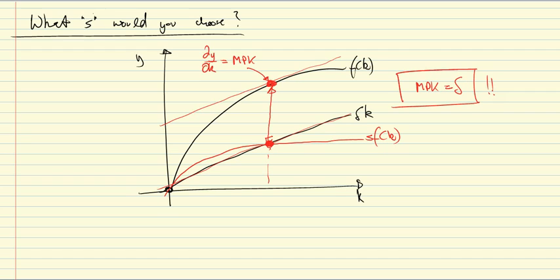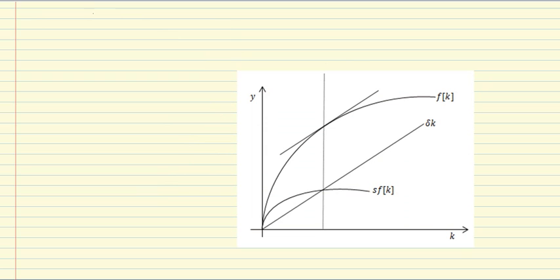I want to add to it a couple other points. I'll go to the next page. You see here that I have a diagram that shows the same thing that we just developed, namely a steady state at which steady state consumption per capita is maximized. So C star by N is maximized at this K star, because the distance between the savings function and the production function is largest.